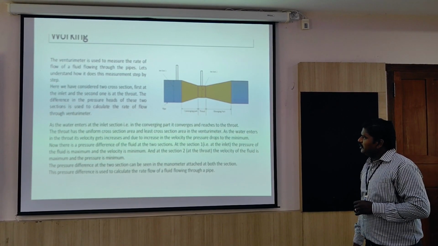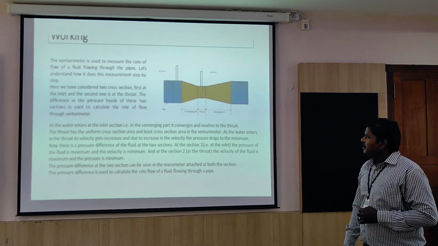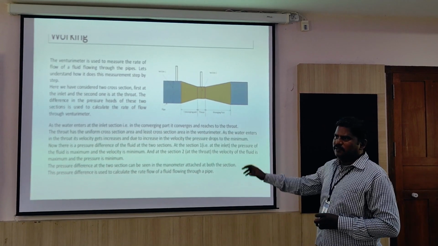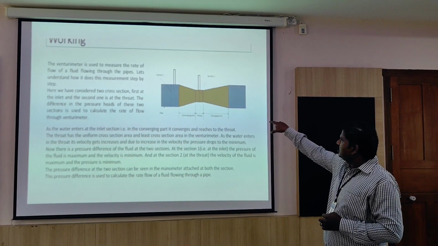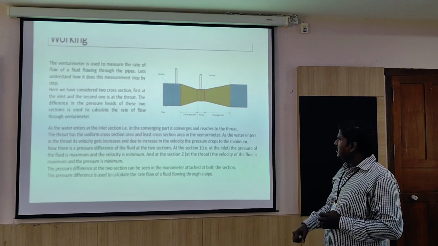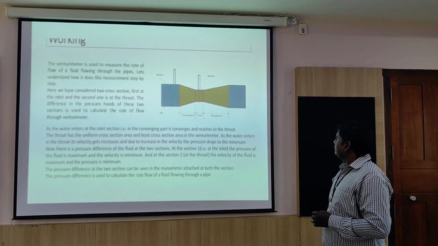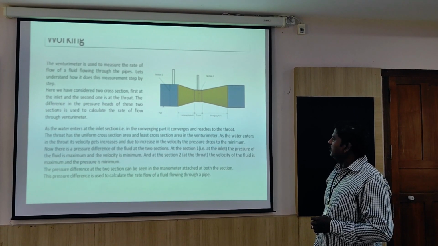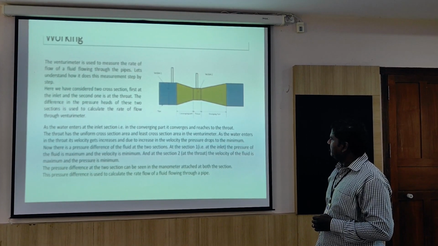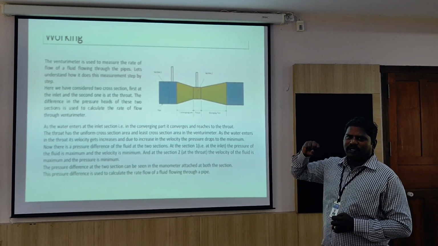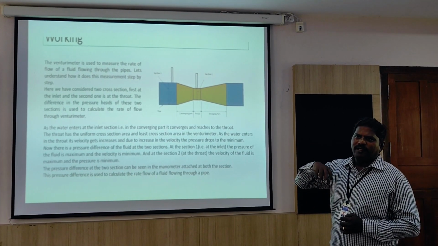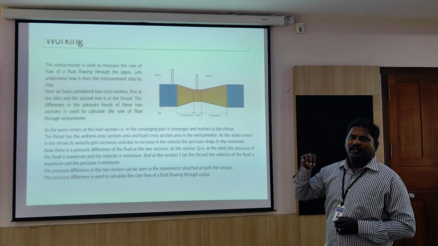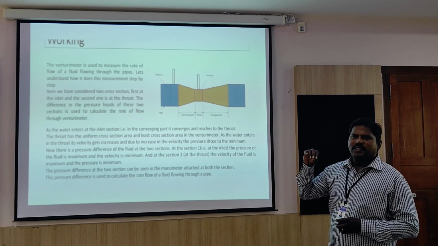As the water enters the inlet section, that is the converging part, it converges and reaches the throat. In the throat, its velocity increases, and due to the increase in velocity, the pressure drops to the minimum. Here, in the throat section, the velocity increases and the pressure goes to minimum. But in section 1, the velocity is lower and the pressure is the maximum.